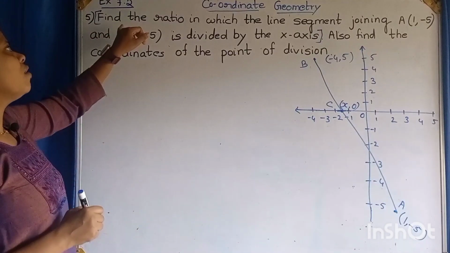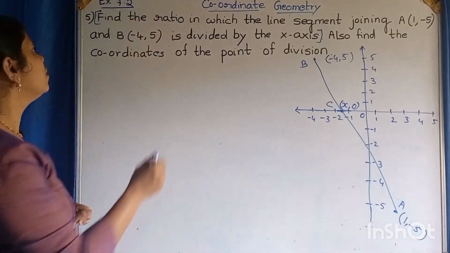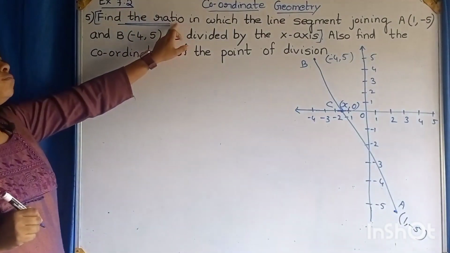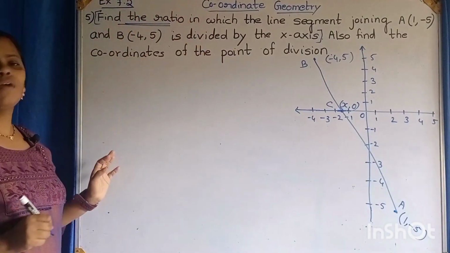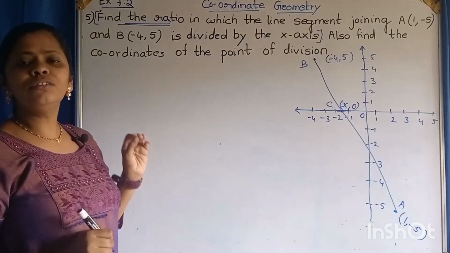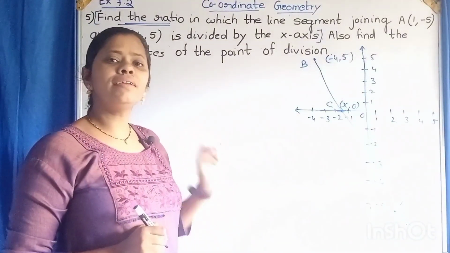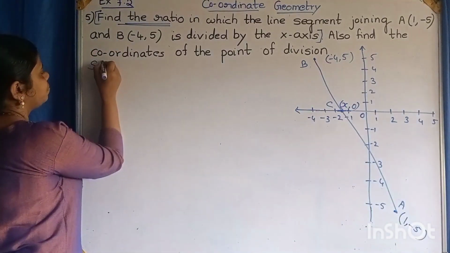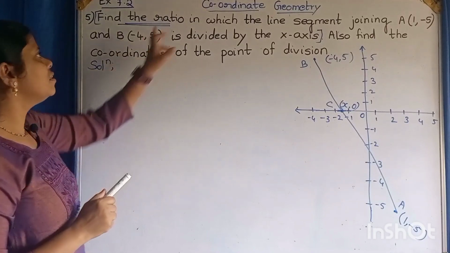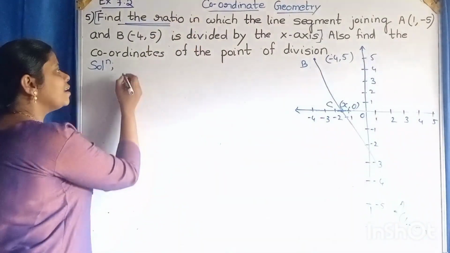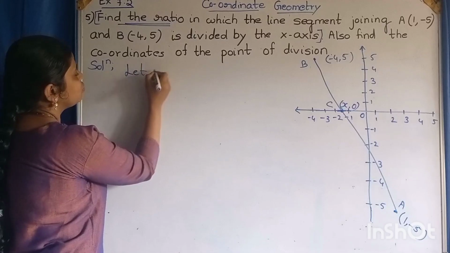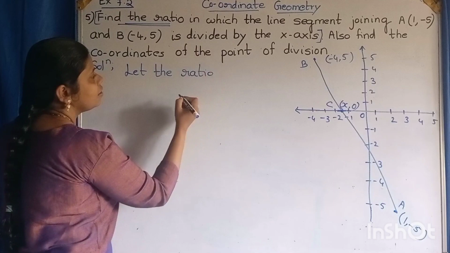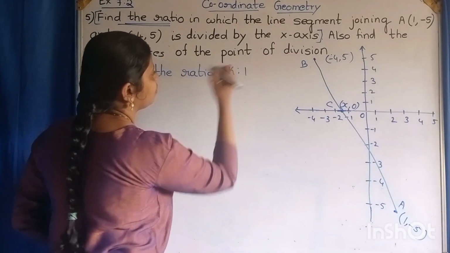Now, what do we have to find out? We have to find out the ratio. So what do we have to do? When they ask us to find the ratio, we have to assume the ratio. Solution: our intention is to find the ratio, so let the ratio be k is to 1.